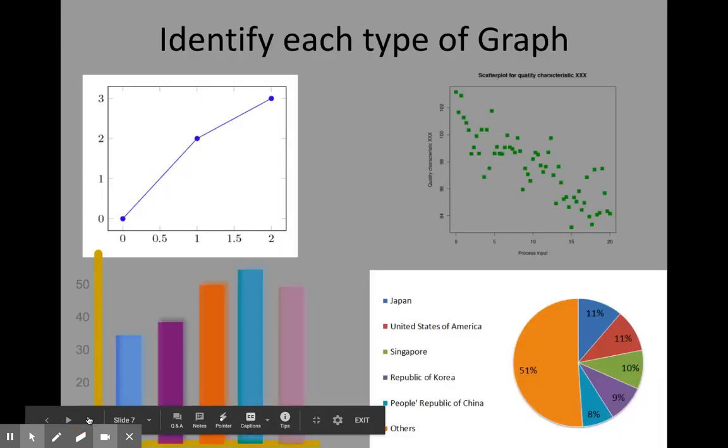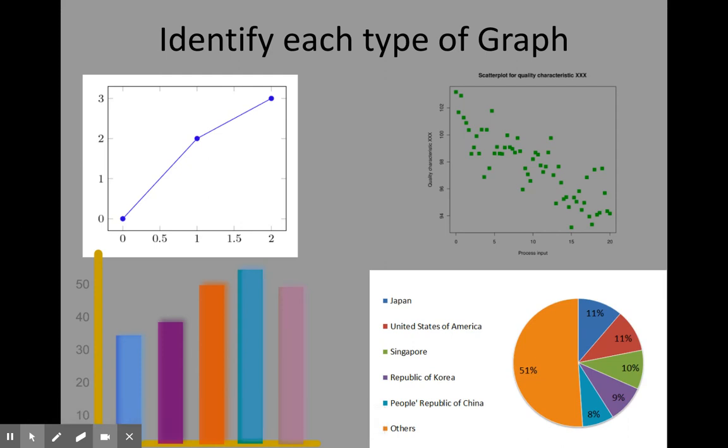And so this is a gray slide, so I'm going to go ahead and give you a minute to complete this one. You are going to be identifying each type of graph as either a bar graph, a line graph, a scatter plot, or a pie graph.